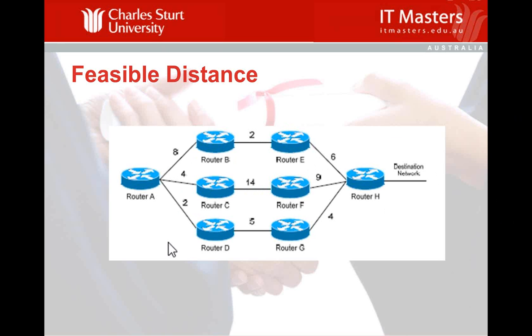If that link fails, EIGRP includes the backup routes, so these other routes through C and B, in the topology table. And if that route to router D disappears, so if this link dies here, or that router dies there, then the next less expensive feasible distance will pop into the routing table. Okay? The routes that it includes in the topology table, but not in the route table, are called the feasible successors. So the best route is called the successor. The next best route is called the feasible successor and only exists in the topology table.